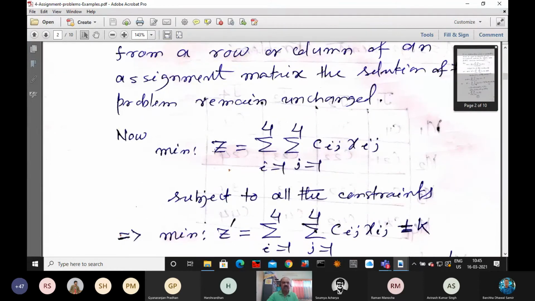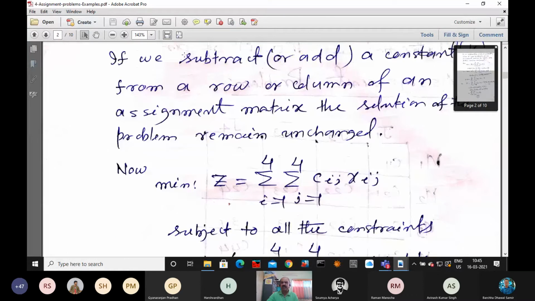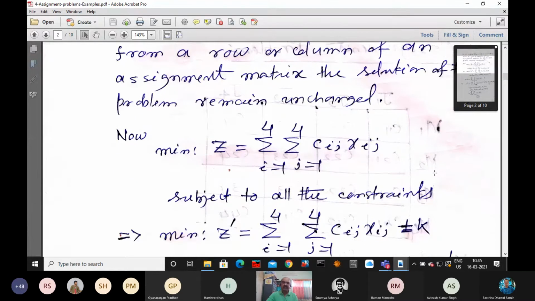We are discussing that if we subtract or add a constant to a row or a column of the assignment matrix, the solution of the problem remains unchanged. The solution will not change, only the objective function will change. How? We can write our objective function.